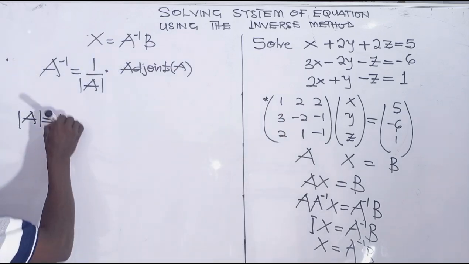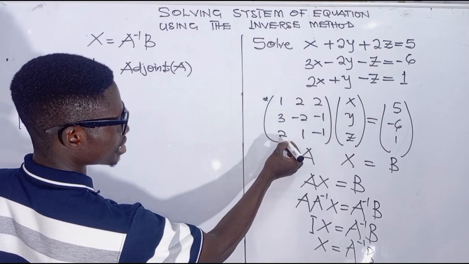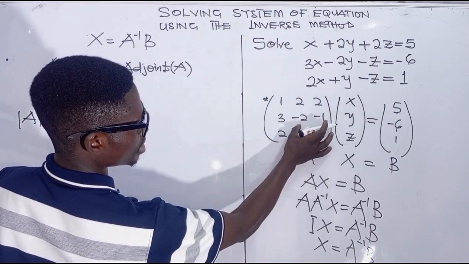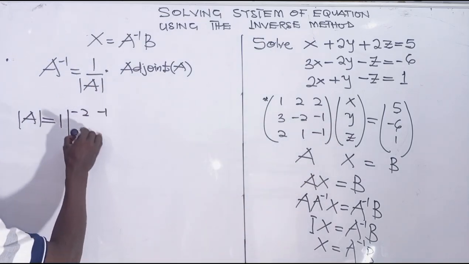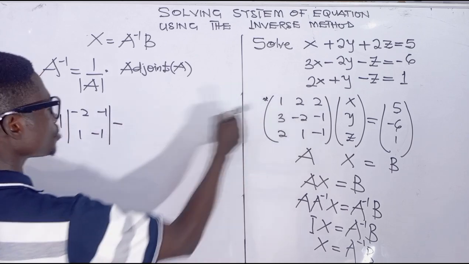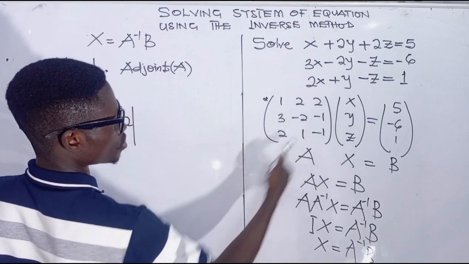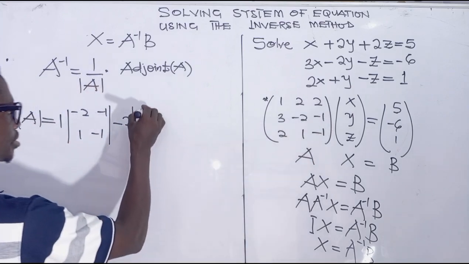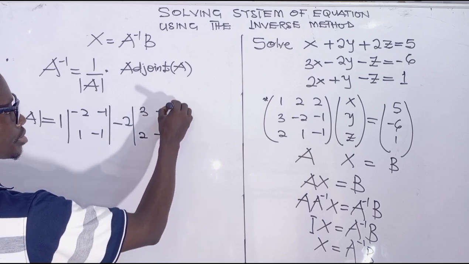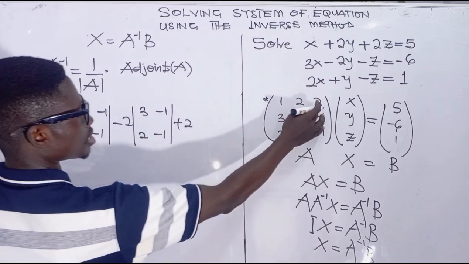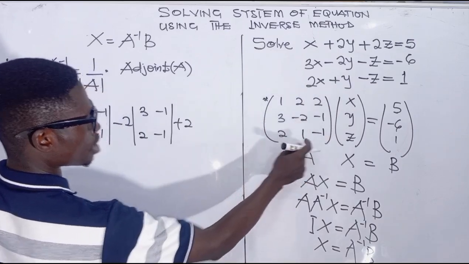So we have, and then we are going to collapse this column, and then this row will be left with neg 2, neg 1, 1, neg 1. Then we have minus 2. So we collapse this column, and then the first row we are left with 3, neg 1, 2, neg 1. Then we have plus 2, which is this. We collapse this row, we collapse this column, we are left with 3, neg 2, 2, 1.